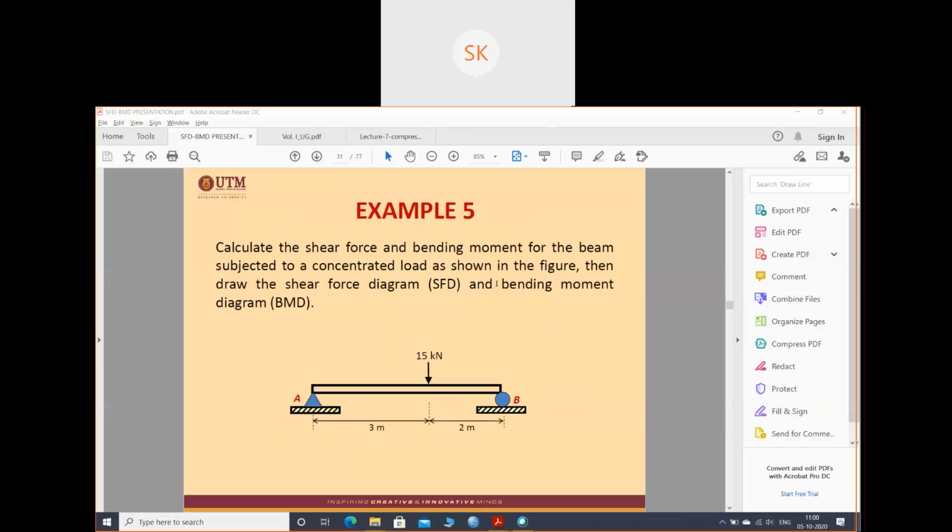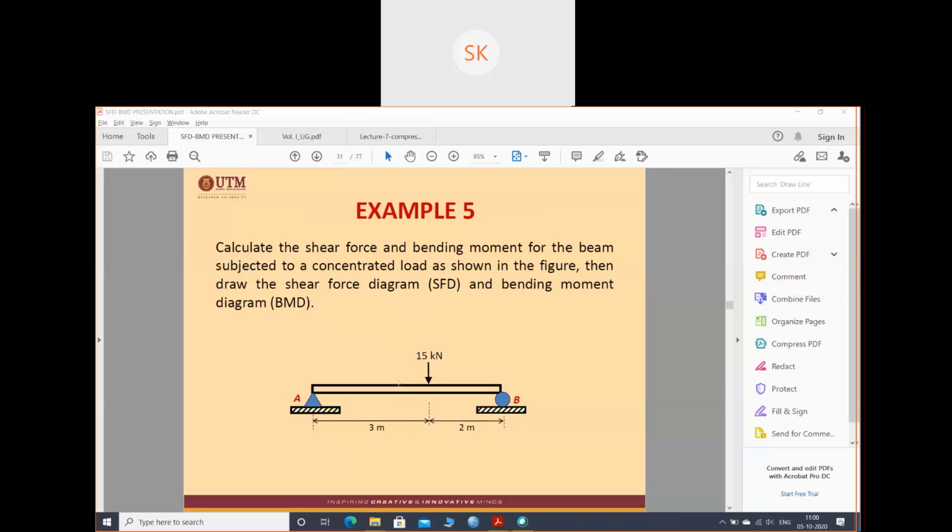Let's start with this. Calculate the shear force and bending moment for the beam subjected to a concentrated load as shown in the figure. Then draw the shear force diagram and bending moment diagram. So this is again a new beam with simple supports and one point load. 3-meter distance, 5-meter distance, and this point load is acting at a different distance. Earlier the distance was similar. So now we cannot say that the reactions will be 15 by 2 and 15 by 2, because the 15 kilonewton is not acting at the middle portion of the beam.